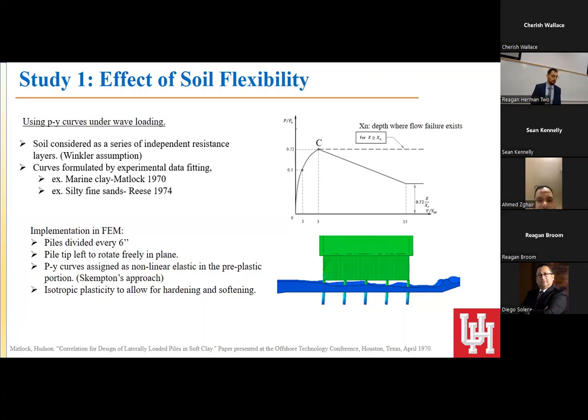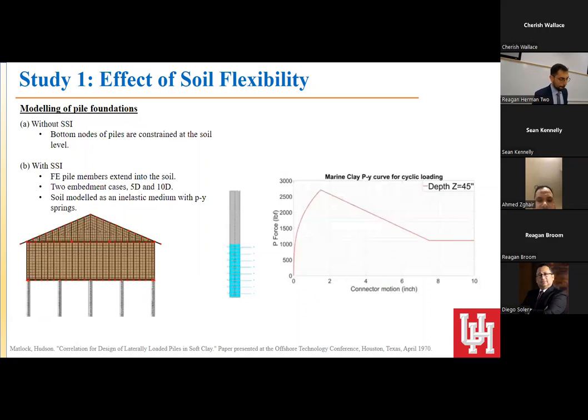So the PY curves were assigned a nonlinear elastic in the pre-plastic portion here, 0 to C. And then there was isotropic plasticity, which is not really correct because the soil is not an isotropic plastic material, but that was the only option left for us. At this point, we might need to update here, which allows for hardening and softening. So the bottom line, what I'm trying to say, is we were able to capture the whole curve using this modeling technique. So we believe that we have captured the realistic effect of the soil structure interaction at a good margin.